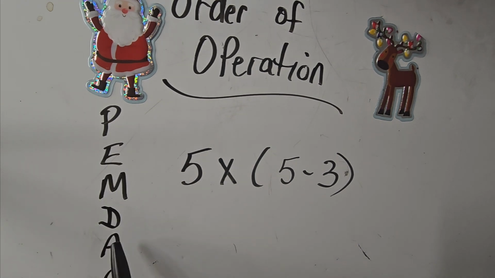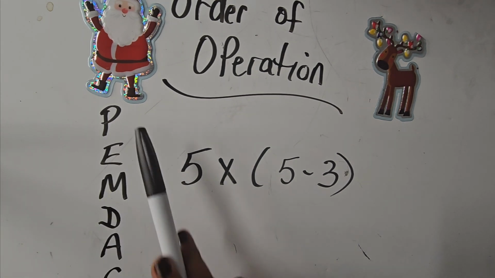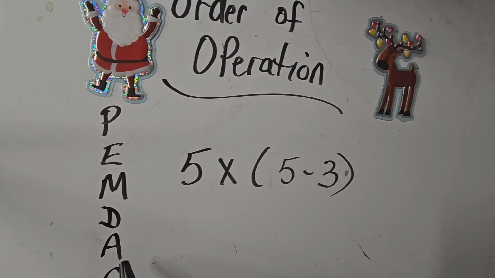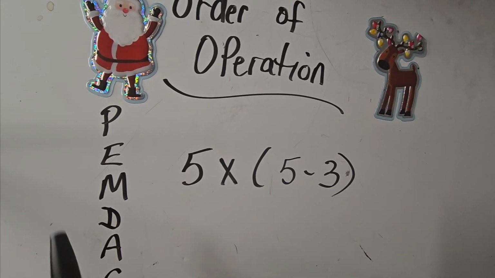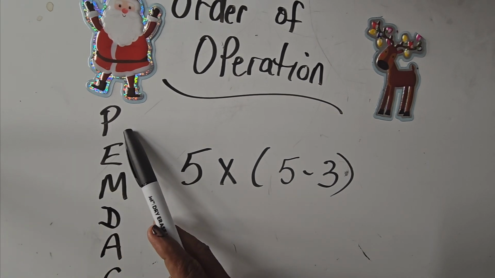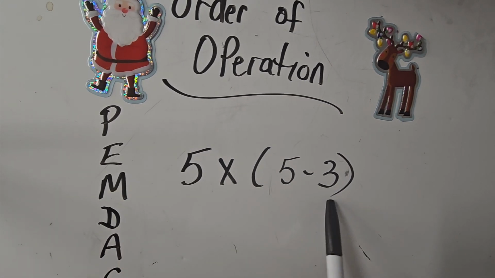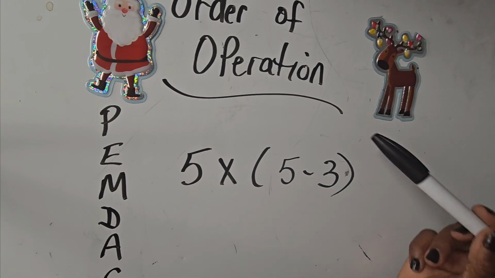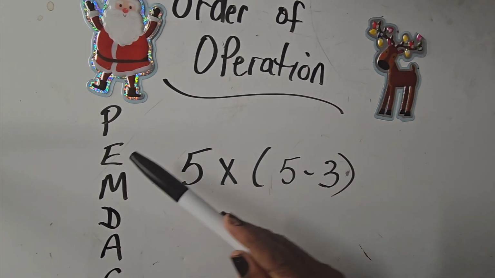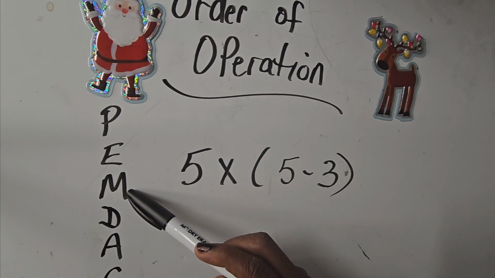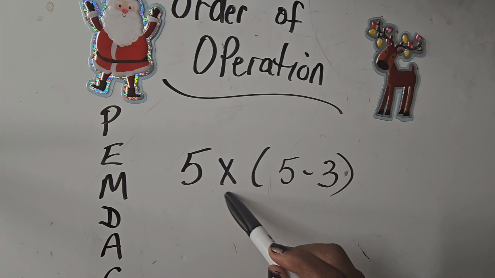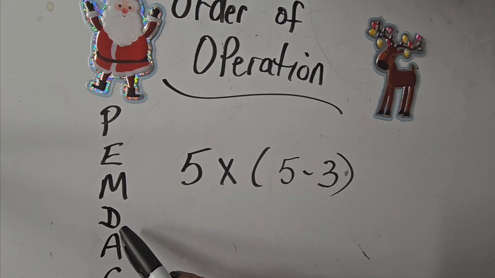So PEMDAS helps you, guides you, and reminds you what order of operation comes first when you're solving an expression with multiple operations. So the P obviously stands for parentheses. So if you're looking at your expression and there's a parentheses, you might want to do that first. If there's an exponent, that would be your next one. If there is a multiplication or multiply, that would come in third. Then divide, add, and subtract.